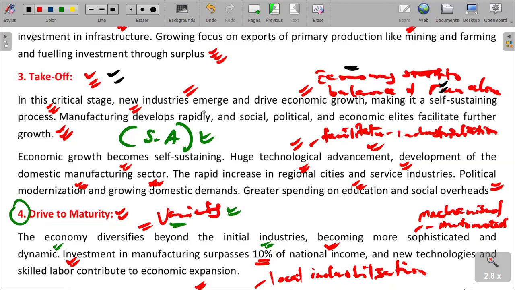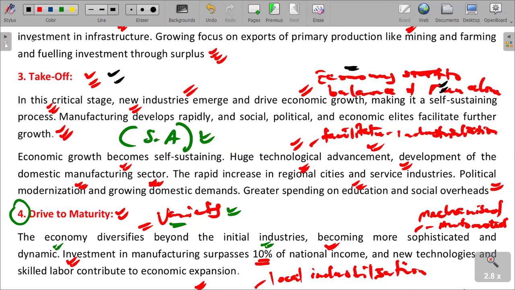Manufacturing develops rapidly. Rapid growth of manufacturing is a result of the commercialization and specialization that have presented themselves in the previous stage. So we have got the social and political economic elites, individuals who are knowledgeable, also entering into other paradigms of the economy, increasing further growth of the economy.